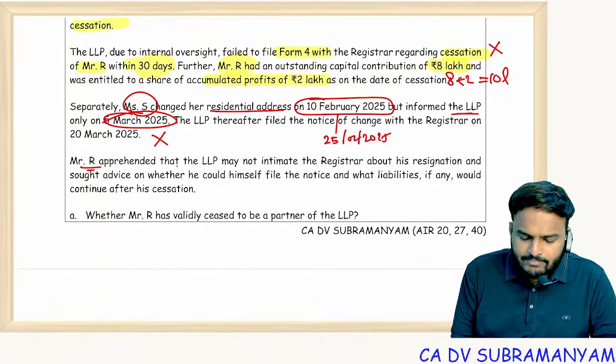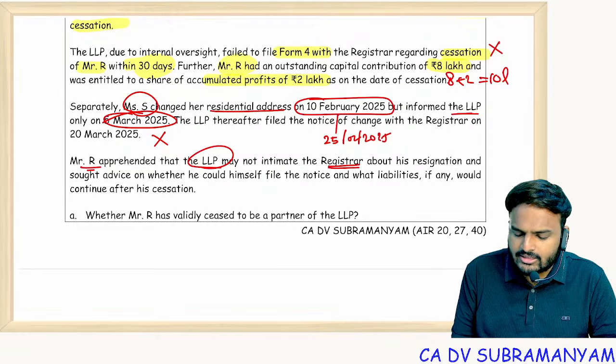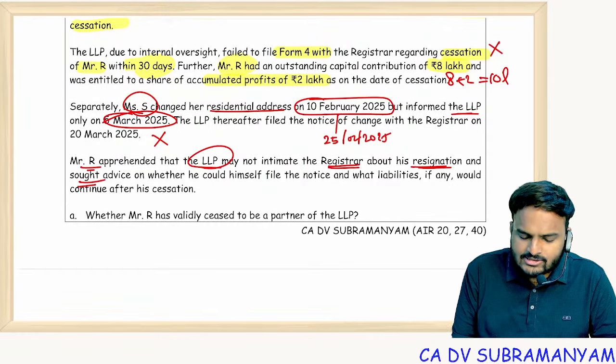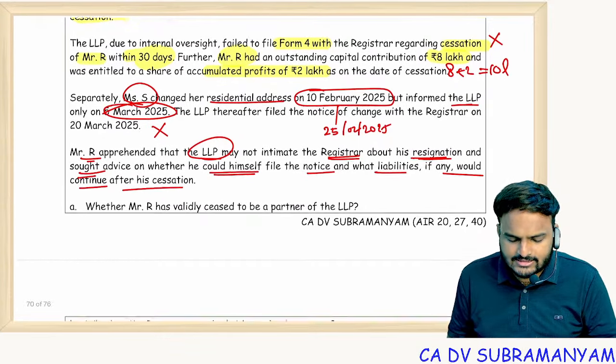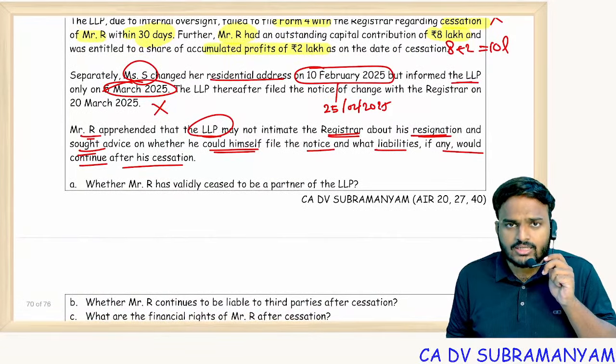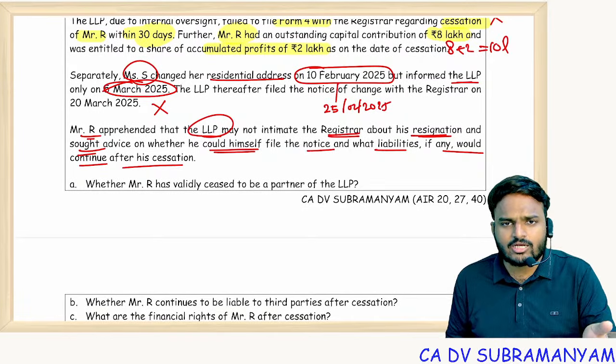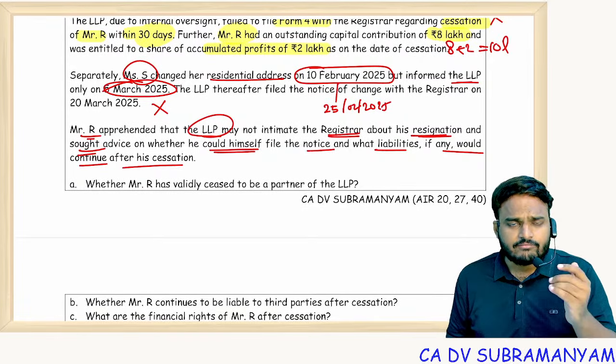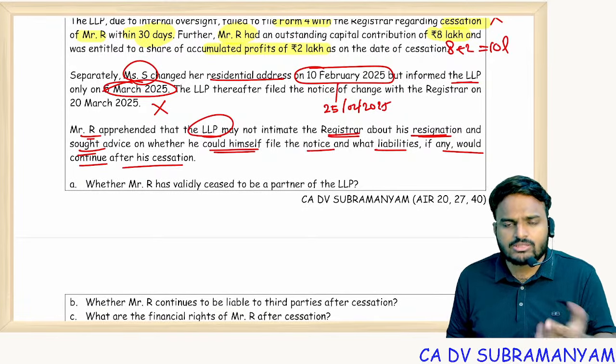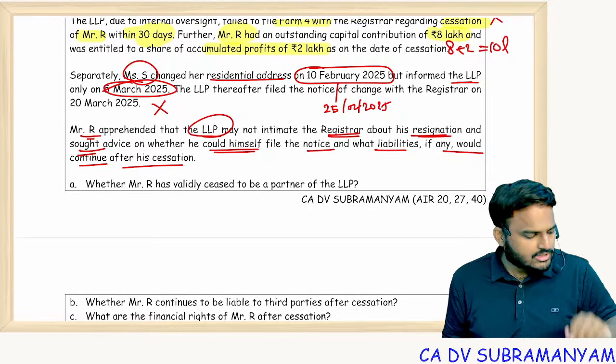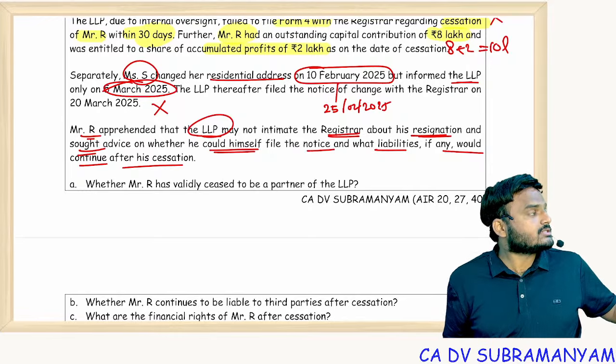Mr. R apprehended that the LLP may not intimate the registrar about his resignation and sought advice on whether he could himself file the notice and what liabilities, if any, would continue after his cessation. So he can communicate with the ROC. The ROC will give intimation to the LLP and wait for 15 days. Within 15 days, if there is no objection from the LLP, the resignation of the partner is registered.